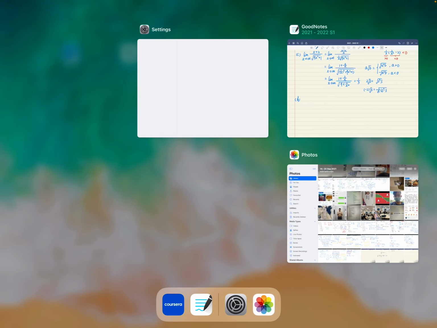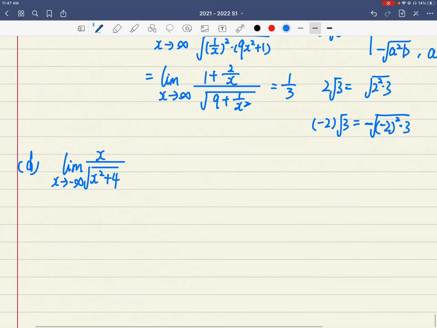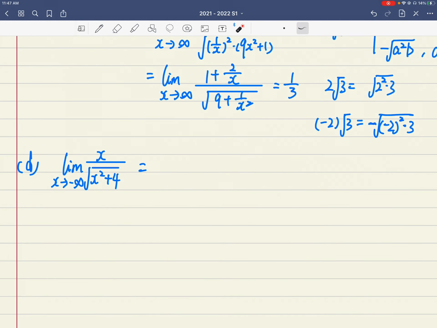So in part D, it's the limit of x over square root of x squared plus 4, when x is approaching negative infinity. So now what's the highest power for the top? It's 1. Again, you do the substitution. If you do the substitution, the top is negative infinity. The bottom, square, so it's positive infinity plus 4 square root, whatever. It's still positive infinity. So it's negative infinity over positive infinity.